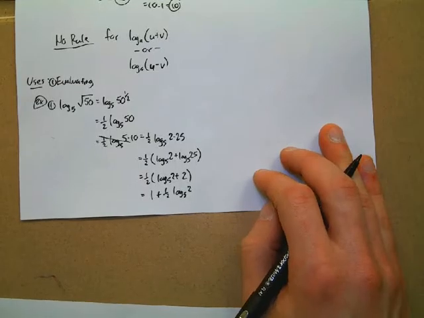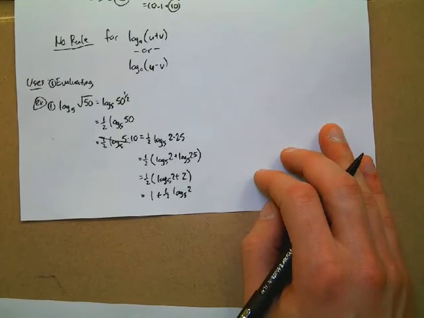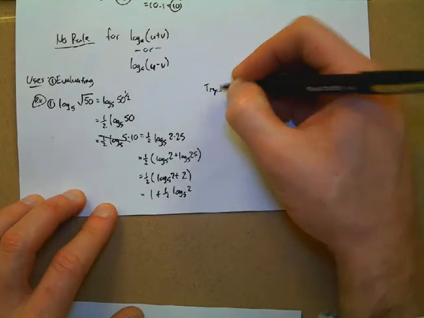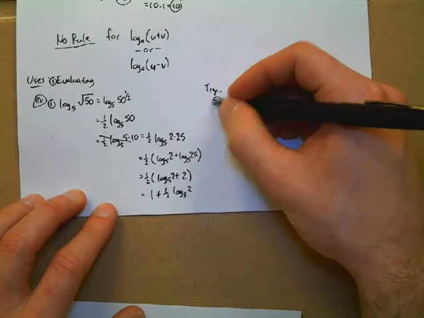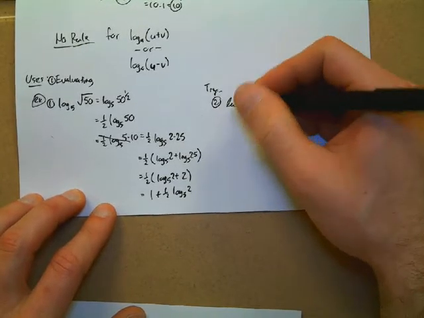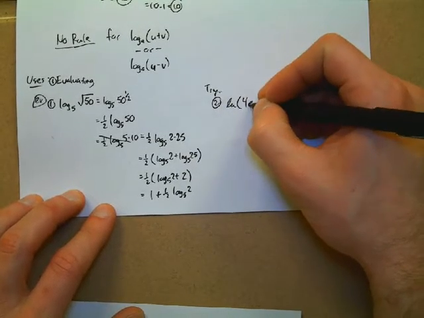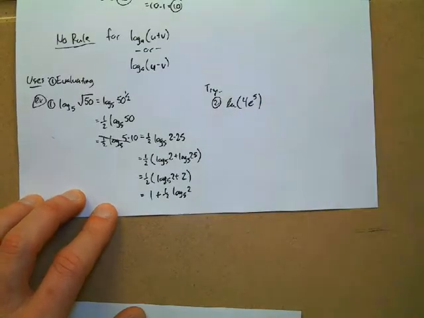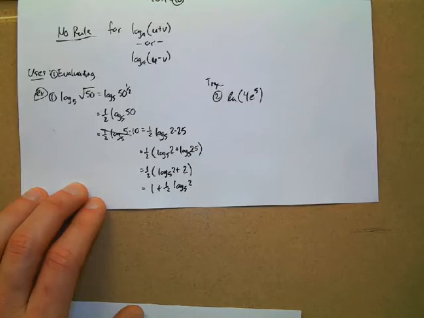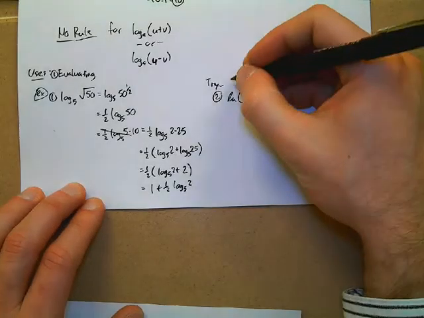So you guys try one here. Again, just use your properties to evaluate this: the natural log of 4e to the 5th. The directions here are to simplify. Try and simplify as much as you can using those properties.